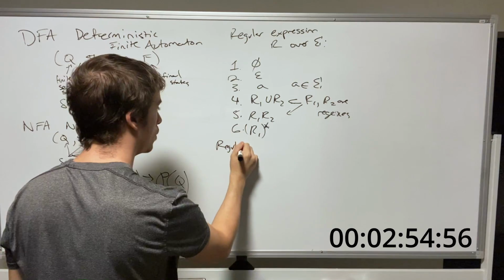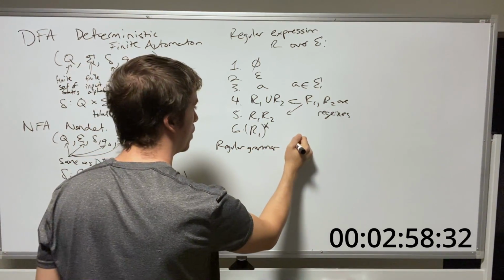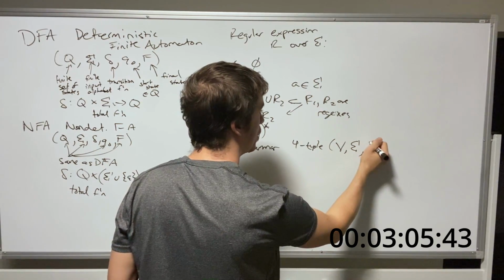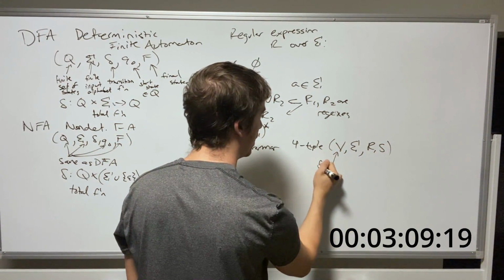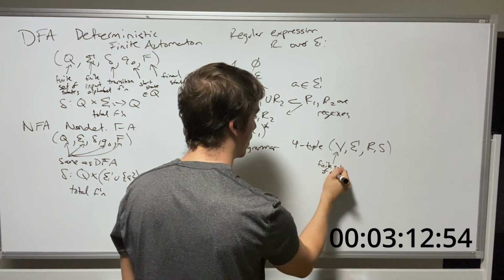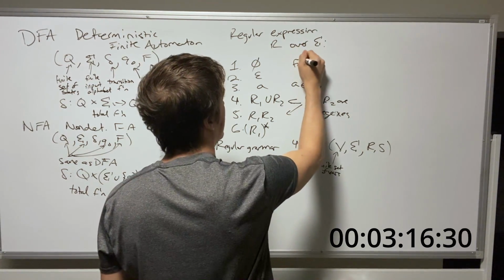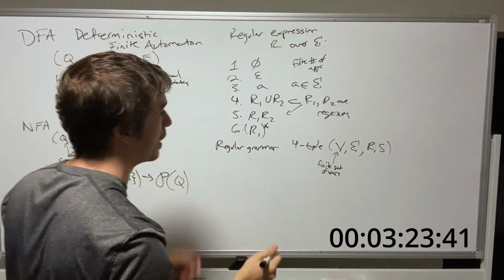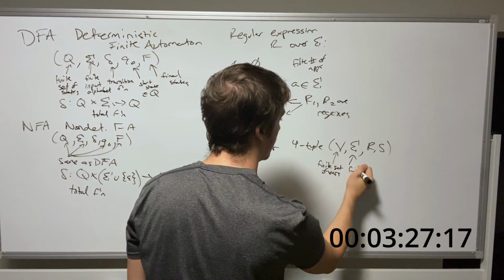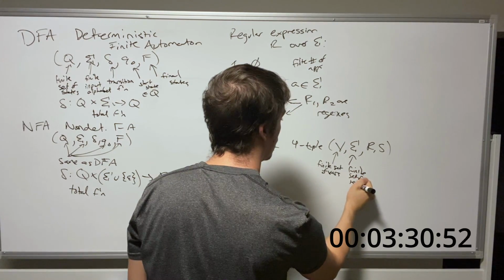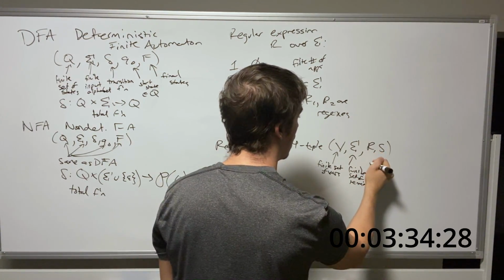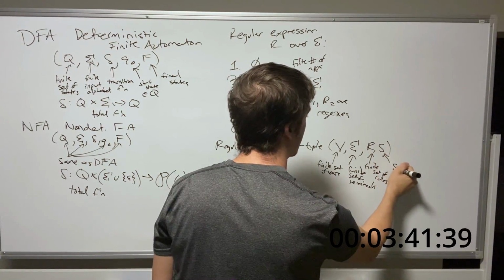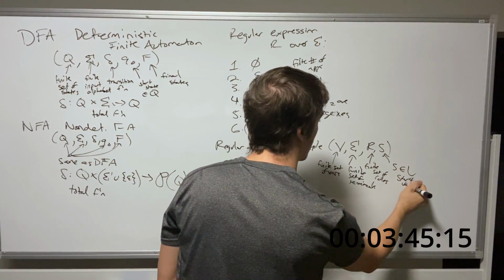A regular grammar is a 4-tuple. So variables, terminals, rules, and start variable. A finite set of variables. And actually I needed to say that this is a finite number of applications, so a finite number of the recursive cases. So finite set of variables, finite set of terminals, finite set of rules, which I'll get to in a sec, and S is the start variable, which is in there. That's the start variable.